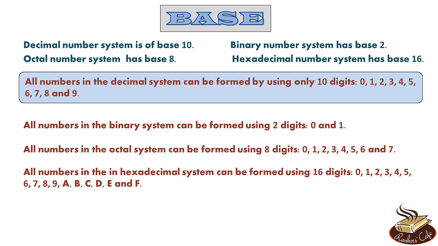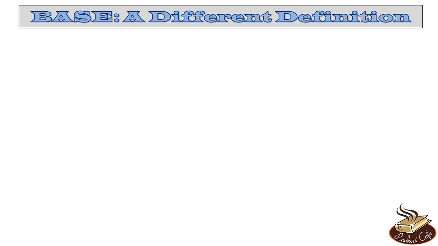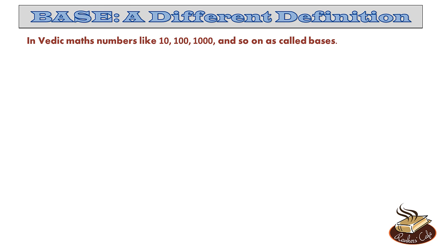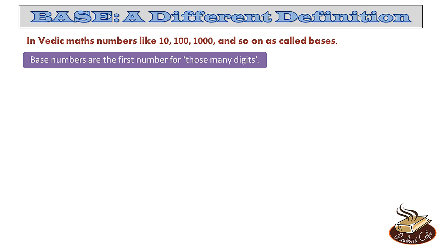Now for this entire course of faster calculations, we will be only dealing with the decimal number system. So our base will always be equal to 10. In Vedic maths, we will define bases in a slightly different way. We will call numbers like 10, 100, 1000 and so on as bases. Hence, base numbers are the first number for those many digits. For example, 10 is the first number for 2-digit numbers, right? 10 is the first 2-digit number, so 10 is a base. Likewise, 100 is the first 3-digit number, so 100 is also a base.